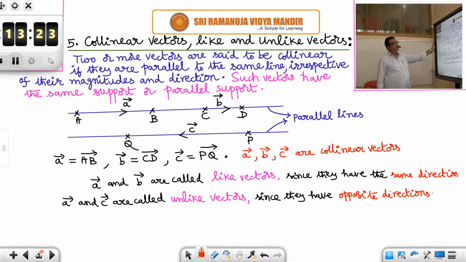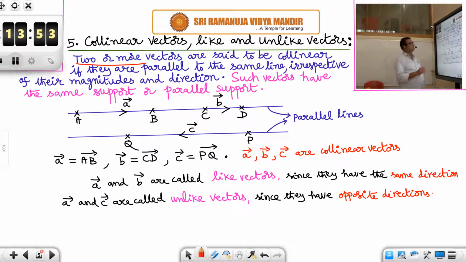Next, collinear vectors. Fifth point, collinear vectors, like and unlike vectors. See, definition. Two or more vectors are said to be collinear if they are parallel to the same line, irrespective of their magnitudes and direction. Such vectors have the same support or parallel support.